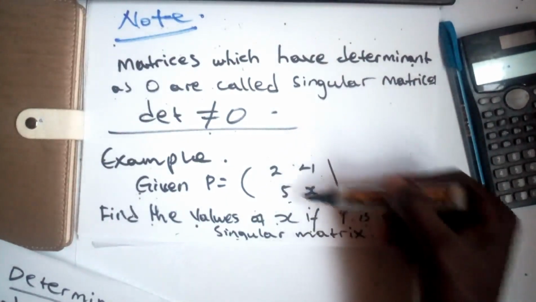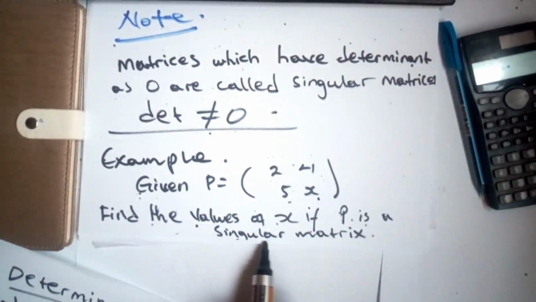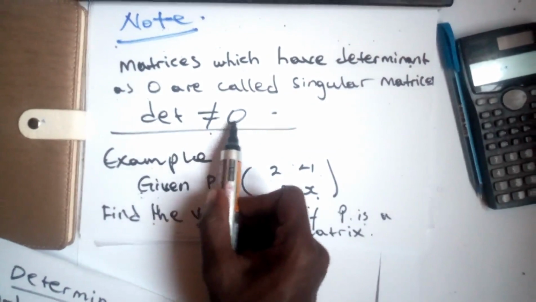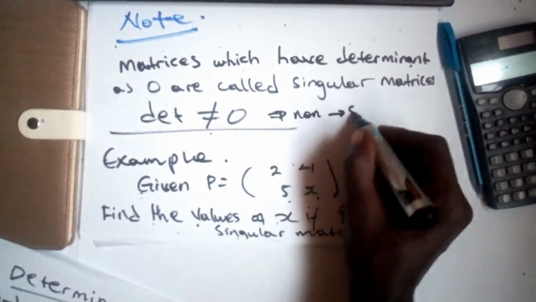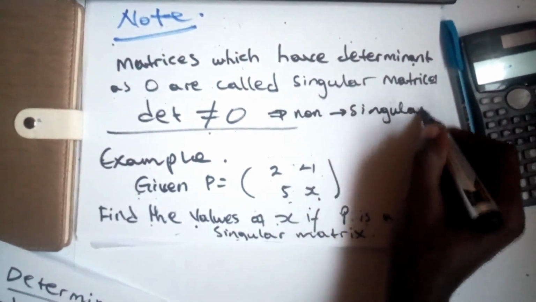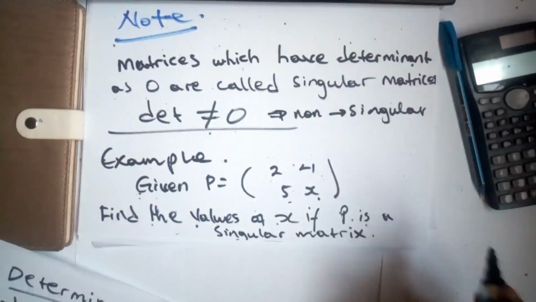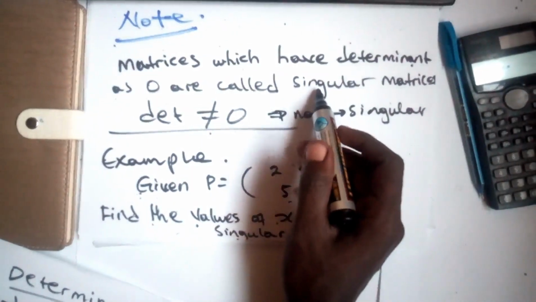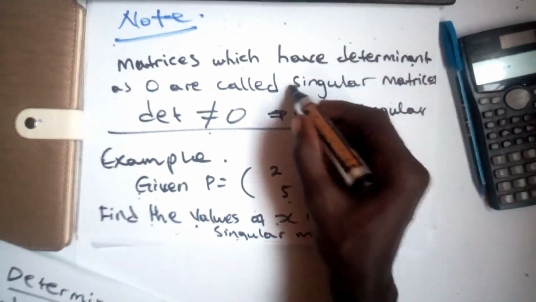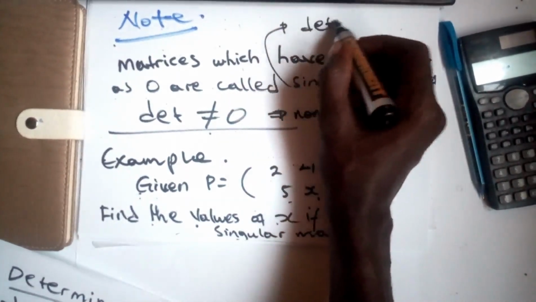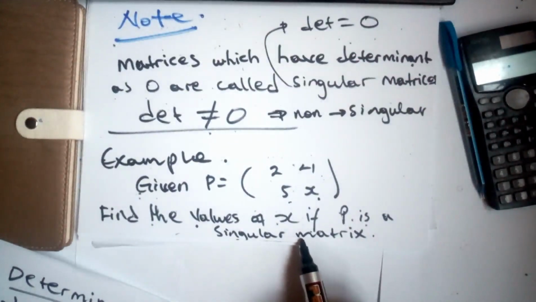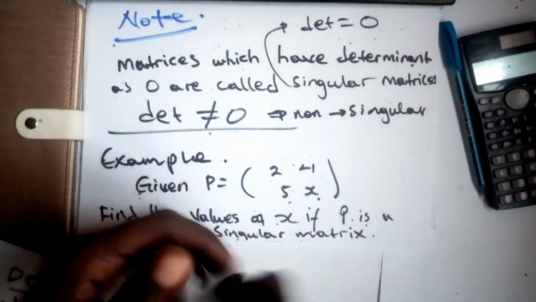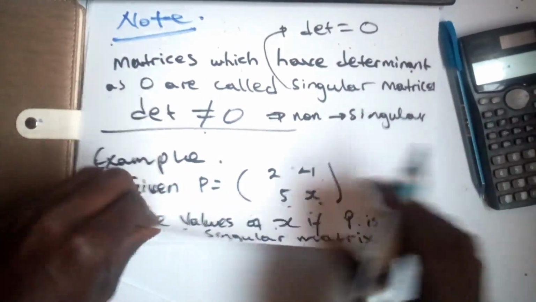By the mere fact that it is called a singular matrix, its determinant should be 0. If the determinant is not 0, then the matrix is non-singular. But so long as the determinant is 0, then it is a singular matrix. For a singular matrix, the determinant should be equal to 0. Let's try it out and see what we shall get.